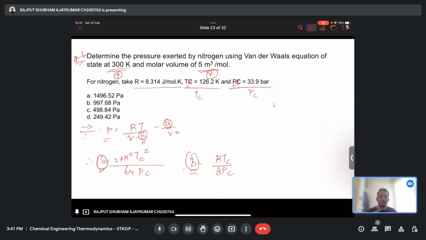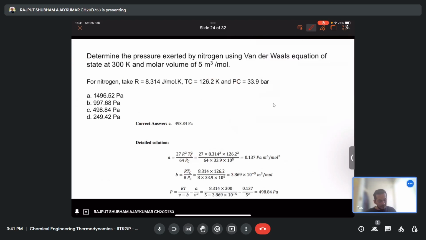So first find out the Van der Waals constants A and B values, and then put the Van der Waals constant values in the Van der Waals equation of state, and then you can determine the pressure. Okay, so this is what I said, the calculated values. This is Van der Waals constant A and this is Van der Waals constant B. Put both of these values into this equation, that is the Van der Waals equation of state.